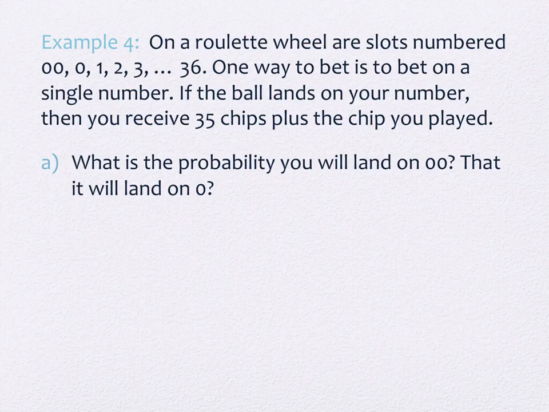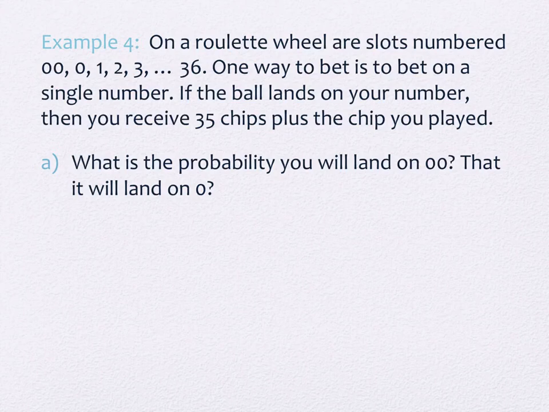If the ball lands on your number, you receive 35 chips plus the chip you played. So you give them 1 chip. If you win, they give you your chip back plus 35 more, for 36 total. And if you lose, they just keep your chip.